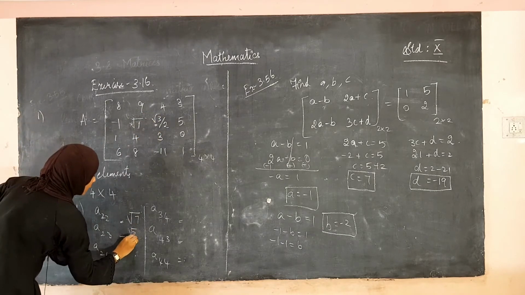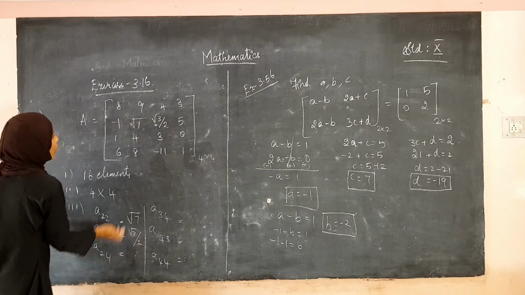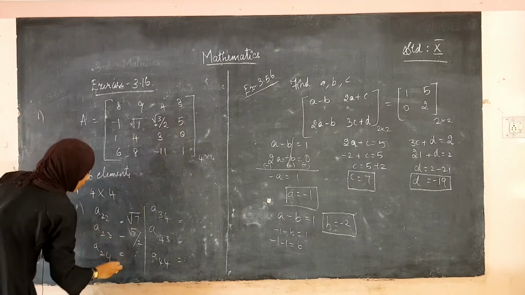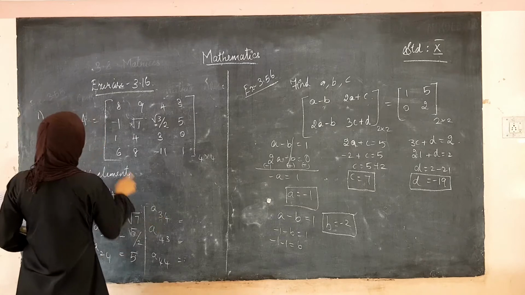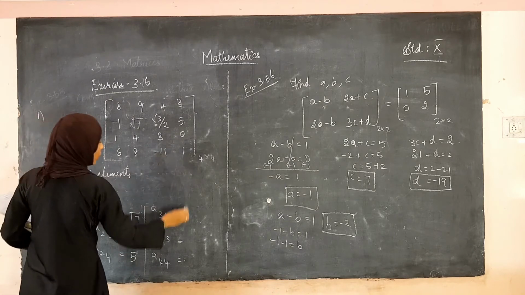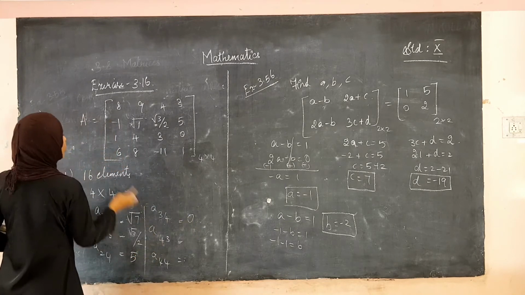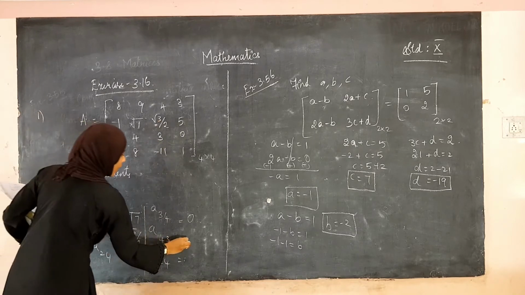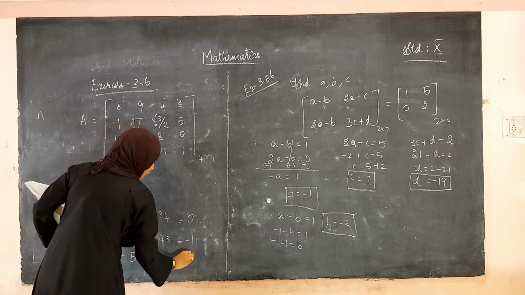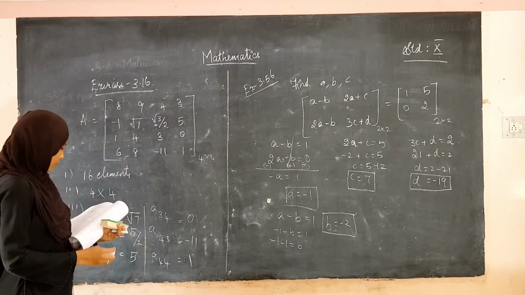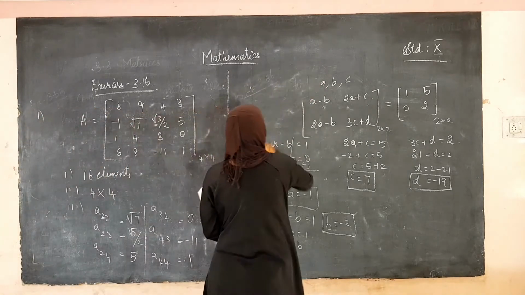Root 3 divided by 2. A24, second row, fourth column, the element is 5. And again A34 is third row, fourth column. Third row, fourth column. A34 is 0. A43, fourth row, third column. A43 is minus 11. A44, fourth row and fourth column. A44 is 1. Okay. See the second question.